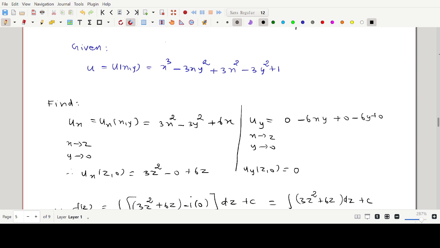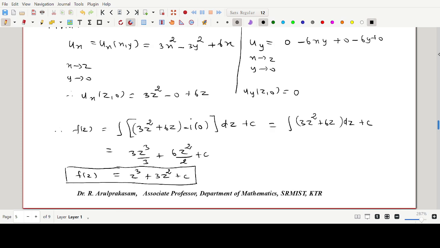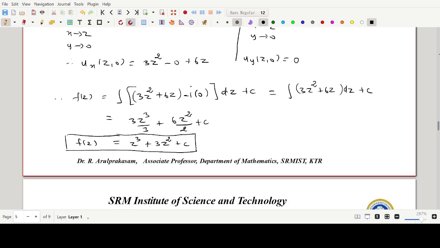In the place of x, I replace z, and y with 0. Here x times y with y replaced by 0 means it will be 0. So our uy of z comma 0 has value 0. Now write your formula: f of z is the integral of ux of z comma 0 minus i uy of z comma 0, into dz. Substituting, ux of z comma 0 is 3z square plus 6z, minus i into uy of z comma 0, which is 0, plus c.